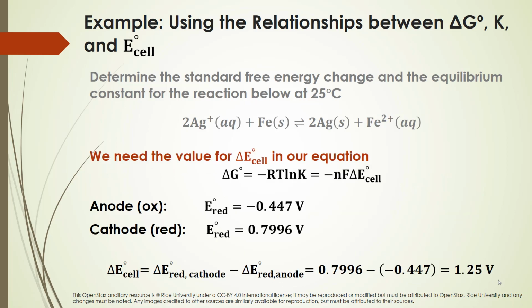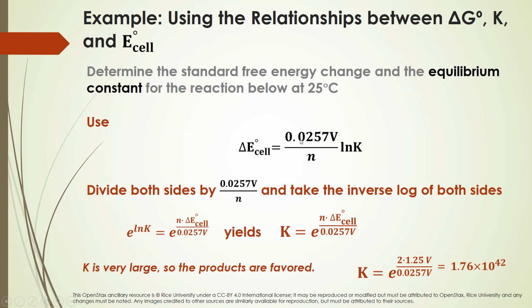Let's get the value for the cell potential, because we need that so that we can calculate delta G. And we know how to do this already. To get the cell potential, we're going to take the standard reduction potential for the cathode, and subtract the standard reduction potential for the anode. So 0.7996 minus negative 0.447, so this term is going to be positive. Add those two together and we get 1.25 volts.